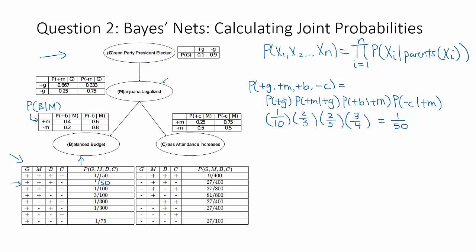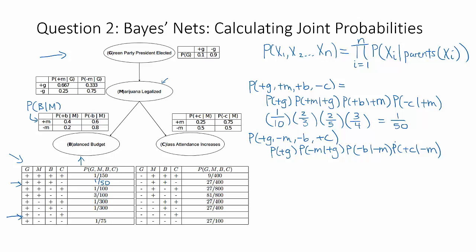And for the other 2 values, we follow the same sort of calculation here. It's just that the assignment is different, and so we might need to consider different entries in the conditional probability tables. So to compute this value, we're looking for the probability of plus g, minus m, minus b, and plus c. That is equal to the probability of plus g at the g node, the probability of minus m given plus g at the m node, the probability of minus b given minus m at the b node, and the probability of plus c given minus m at the c node.